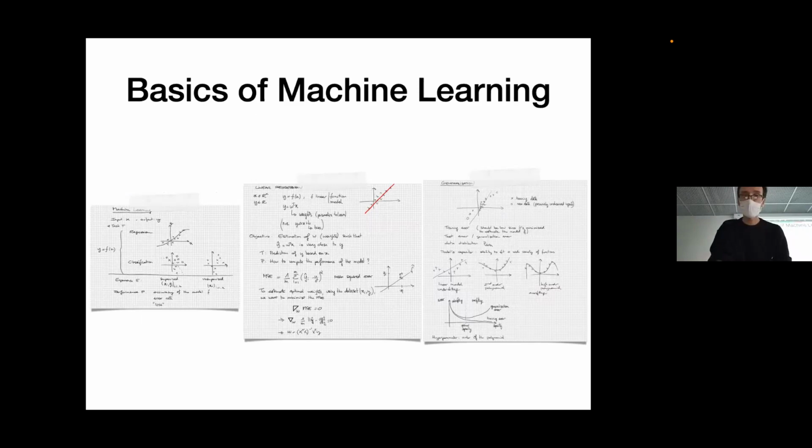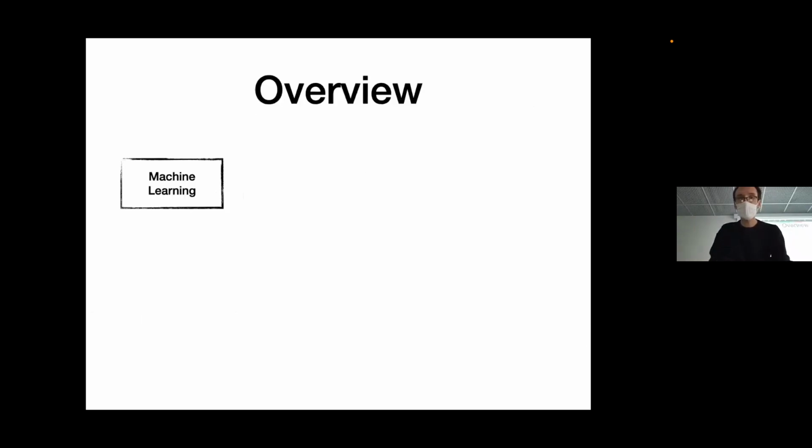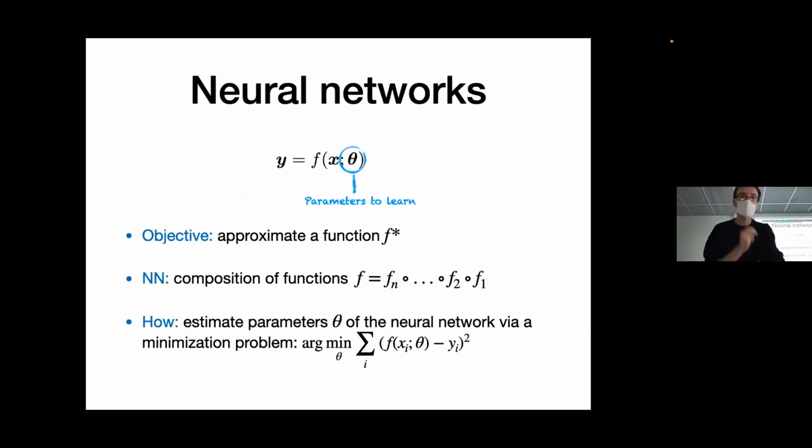So these are all the things we have seen. So now, if everything is okay for you for machine learning, we will talk a little bit about neural networks. So basically deep learning. What are the key things in deep learning? So here, once again, you have to keep in mind that what we want to do is to estimate a function, okay, this function f that relates x to y. And the parameters to learn, okay, in this case, they are called theta. So we want to approximate a function. Basically, deep learning is this, okay, it's an approximation problem.